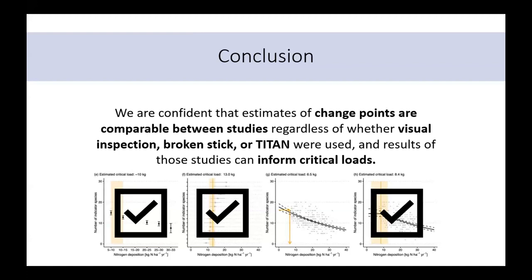So, final conclusion, we felt confident that the estimates of the change points were comparable between visual inspection, broken stick, and Titan. And so the results of those studies could be used in the future to inform critical loads. So this is, of course, important information to pass on to our critical load community for other researchers doing gradient work to help them choose which models to use. And perhaps it's useful for other fields as well.